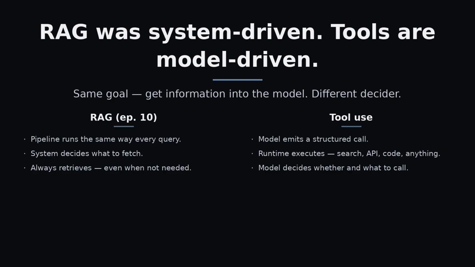Last episode, we covered RAG, the architecture that retrieves relevant chunks and stuffs them into the prompt. RAG works, but it's system-driven. The pipeline runs the same way for every query, whether or not the user actually needs retrieval. Tool use is the opposite. The model itself decides: should I just answer from what I know, search a database, call an external API, run a code snippet, or chain several of those together? It changes the model from a passive text generator into something that can act. That's what makes every modern AI assistant, every agent, and every coding tool possible.